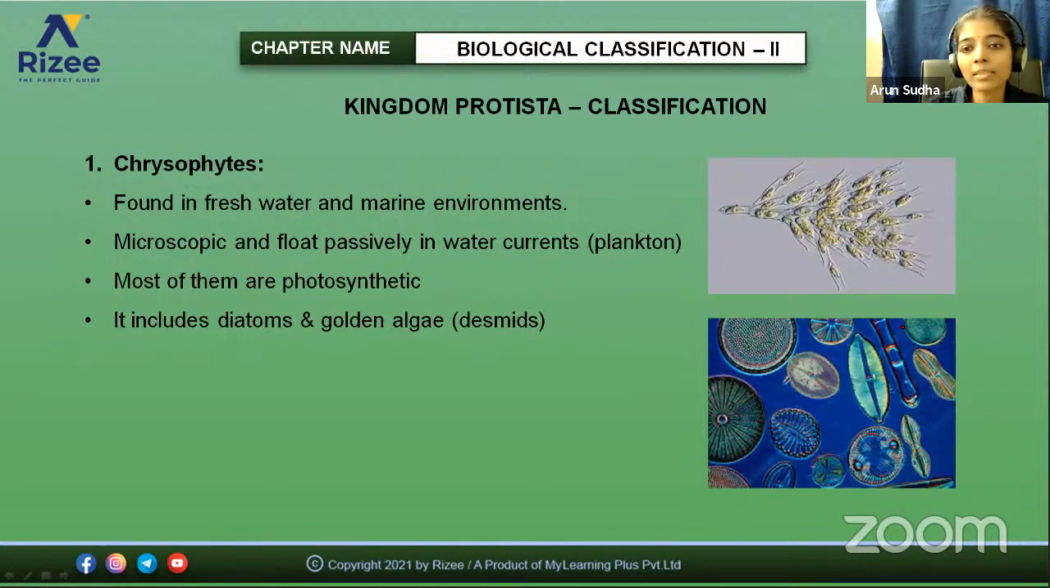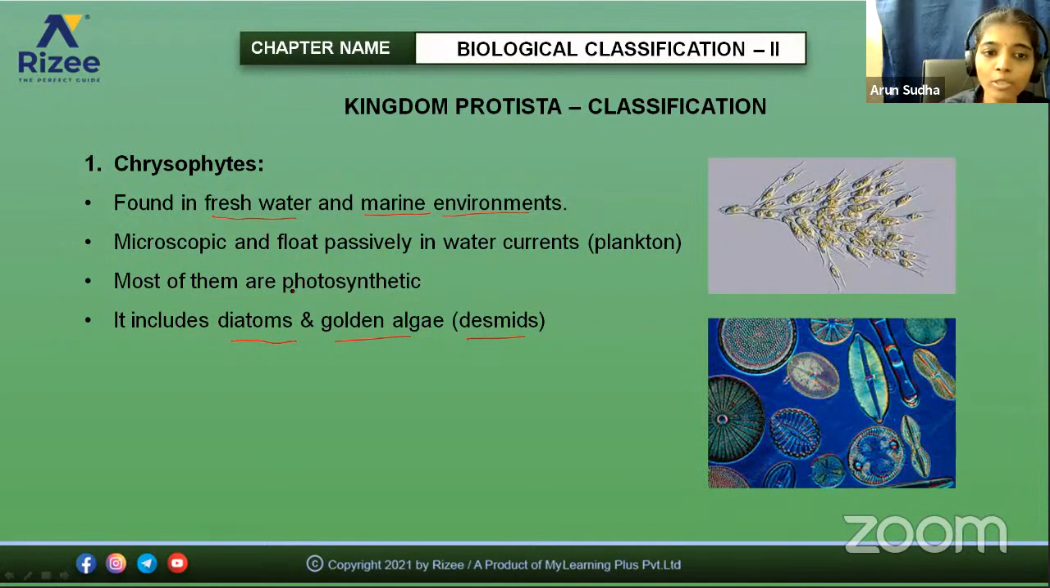So first one is Chrysophytes. What are Chrysophytes? It mainly includes diatoms and golden algae or desmids. This is the golden algae, and this is the structure of diatoms. They are found in freshwater and also in marine environments. They are aquatic, microscopic, and they float passively in water currents. Example, phytoplanktons.